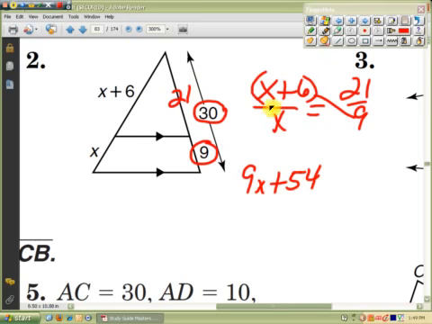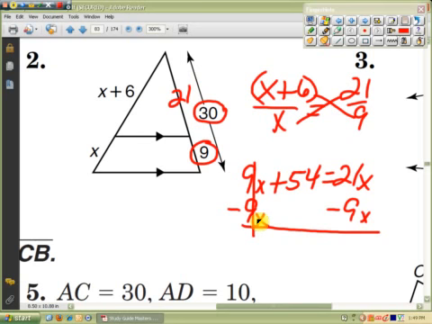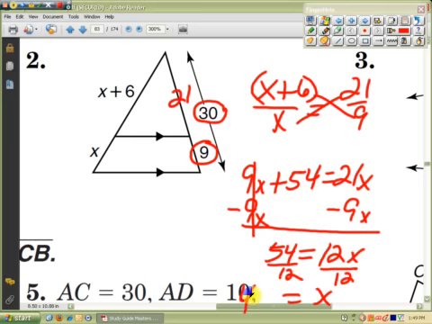9 with x plus 6, you get 9x plus 54, and on the other side you get 21x. Now this is where some of you struggle with your algebra, so pay attention. I subtract 9x here and I subtract 9x here. The reason I'm doing this is to get the x's together. I'm left with 54 equals 12x. Well, then I divide by 12. x is 4.5. Remember, x is 4.5, but this side length is going to be, if they ask for it, 10.5 because x is 4.5, and then this is 4.5.